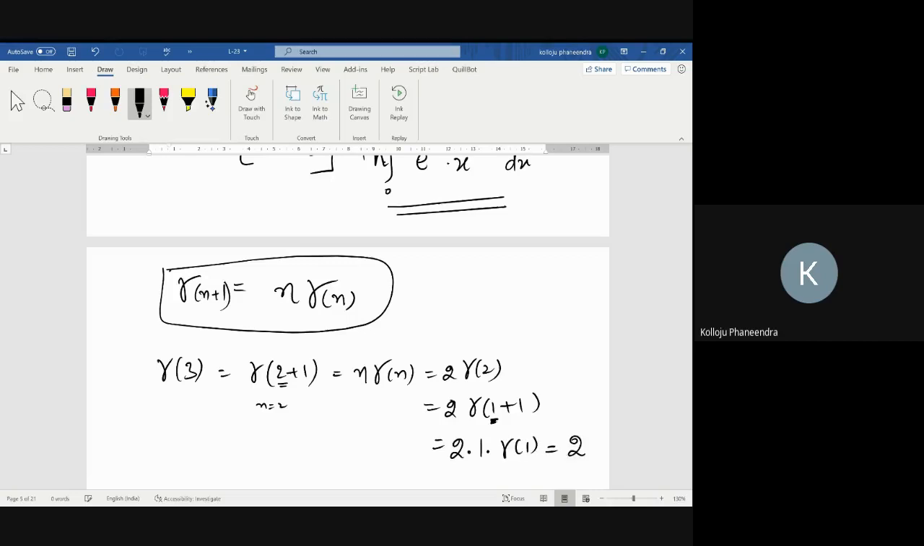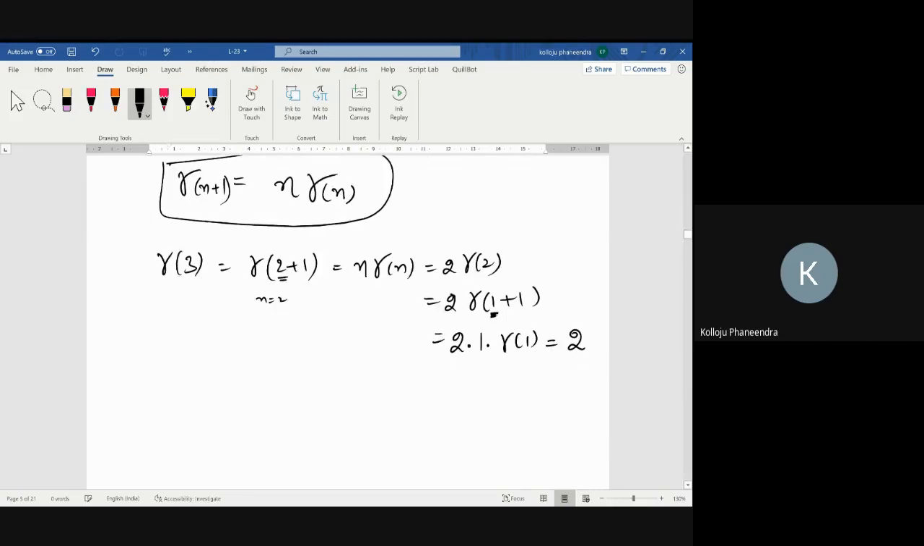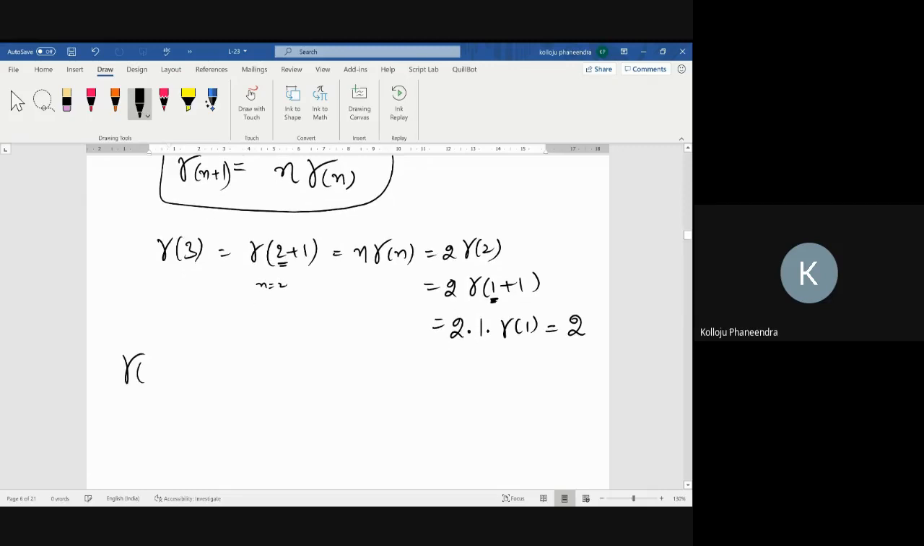And what is gamma 1? It is 1. Similarly, now listen. If I want to write gamma n plus 1, if n is a positive integer, and keep this in mind, n is a positive integer, that means 3, 4, like that, this is gamma n plus 1.